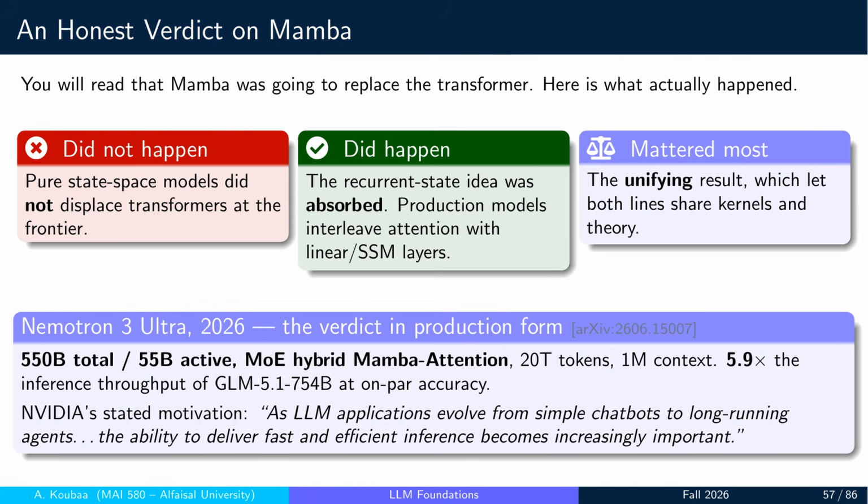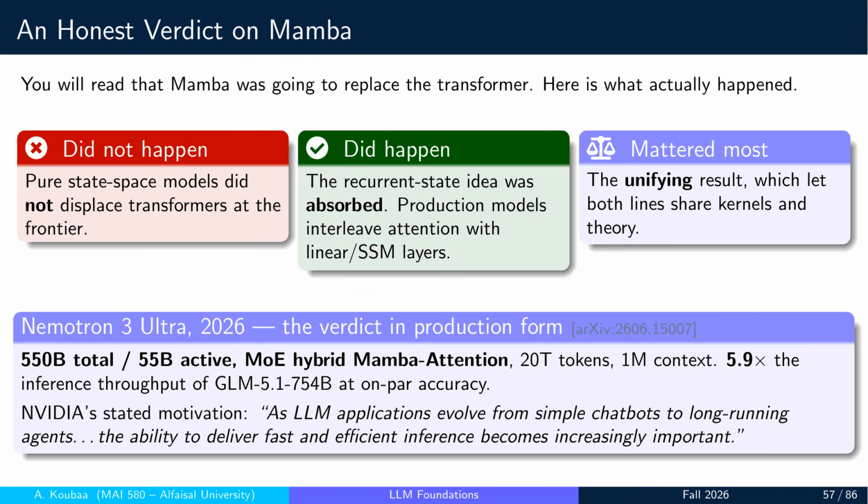You will read that Mamba was going to replace the transformer. Here's what actually happened, in 3 columns. What did not happen? Pure state space models did not displace transformers at the frontier. What did happen? The recurrent state idea was absorbed. Production models now interleave attention with linear or state space layers. And what mattered most? The unifying result, which let both lines share kernels and theory. So the verdict is not that Mamba failed. It is that it was absorbed rather than victorious. And in this field, that is the normal outcome for a good idea.